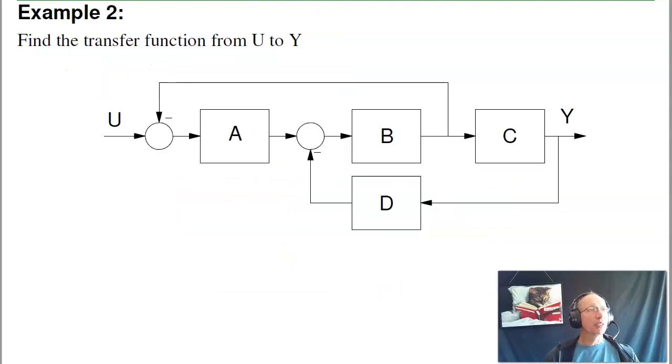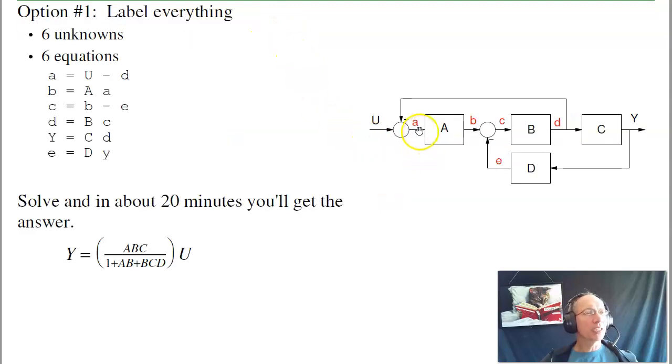Second example. This one's a little bit trickier. Find the transfer function from U to Y. Again, there's a couple ways to do it. One approach is to find all these variables. That gives me 1, 2, 3, 4, 5, 6. 6 unknowns. I need 6 equations for 6 unknowns. That should be Y equals C times D. D is B times C. C is B minus E times Y. B is A times little a. A is U minus D. Solve, about 20 minutes later, I get a transfer function.